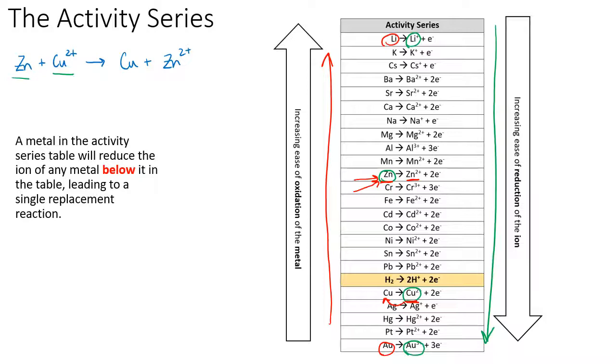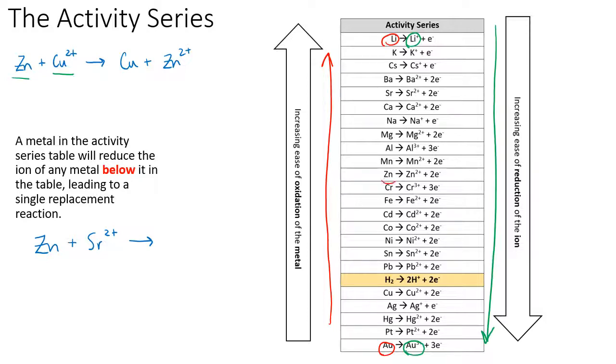Now let's imagine we have another reaction. Let's pretend we have a reaction and we're wondering if it'll happen between zinc and strontium. Will this be able to lead to a single replacement reaction where zinc becomes oxidized and strontium becomes reduced?